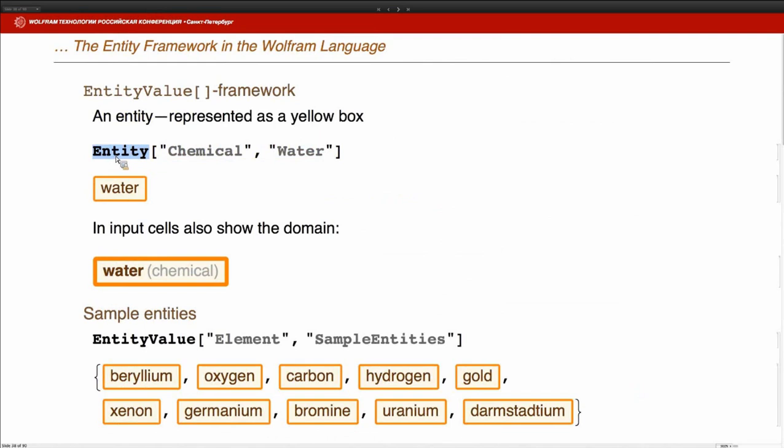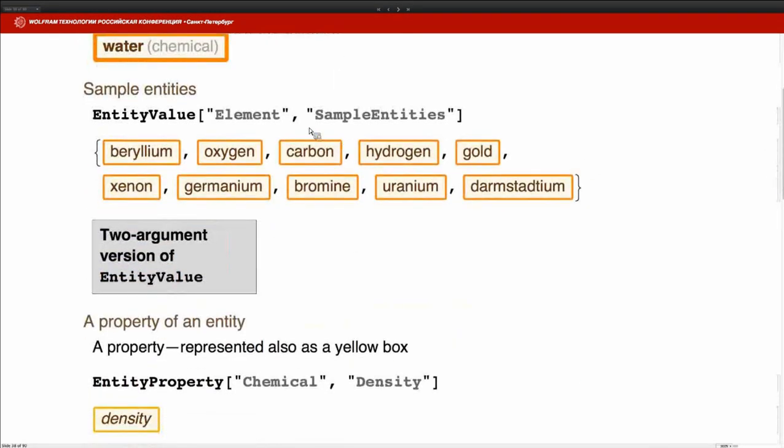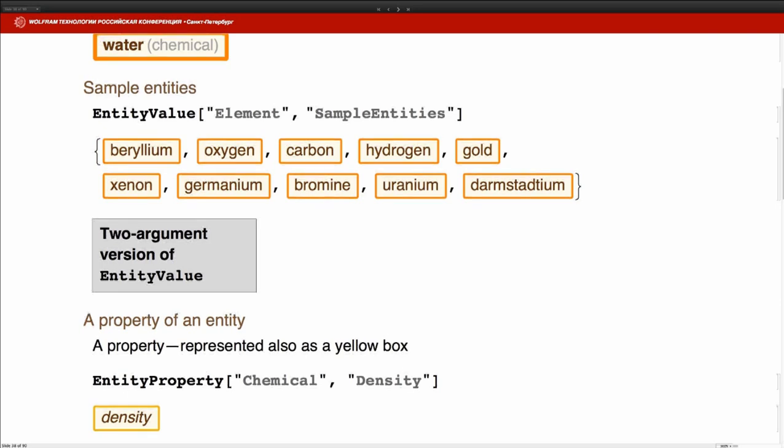object to represent something from the real world is what we call the entity. So here is water as a chemical, and you see it formats as this yellow-orange box with this tooltip. This is the object that represents water as an abstract object, and we can ask for a property. In an input cell, so this is an output cell, in the input cell you see we add the chemical, so that's a little bit clearer what we are speaking about. And then you say, give me some samples of elements, and we get something.